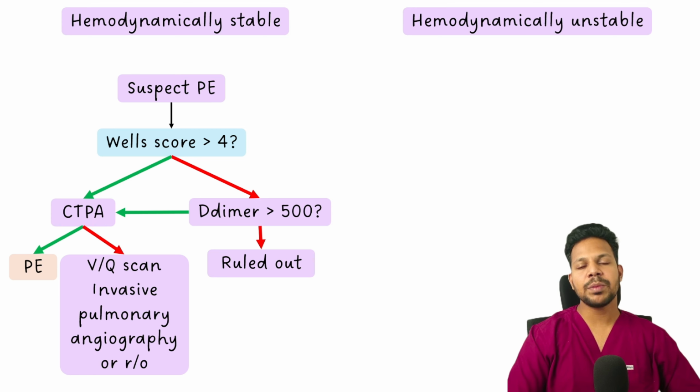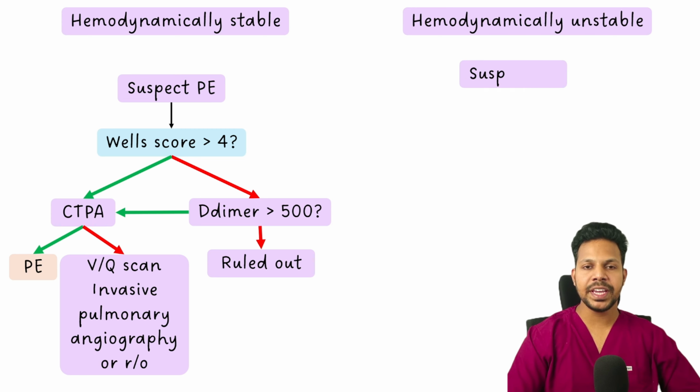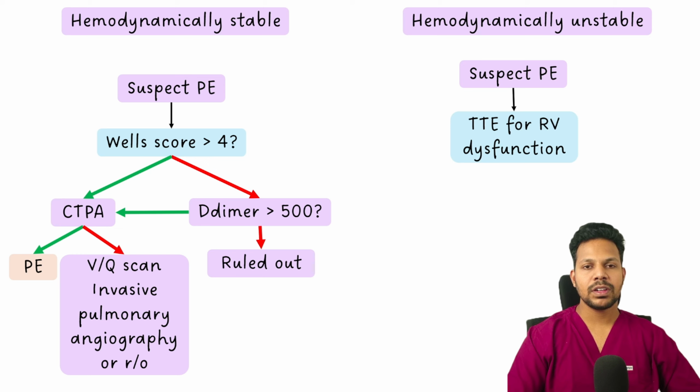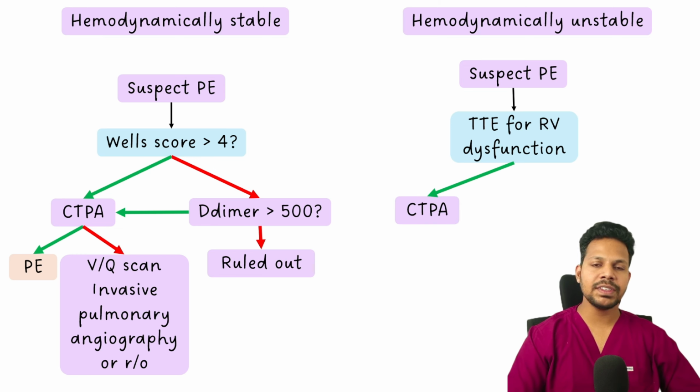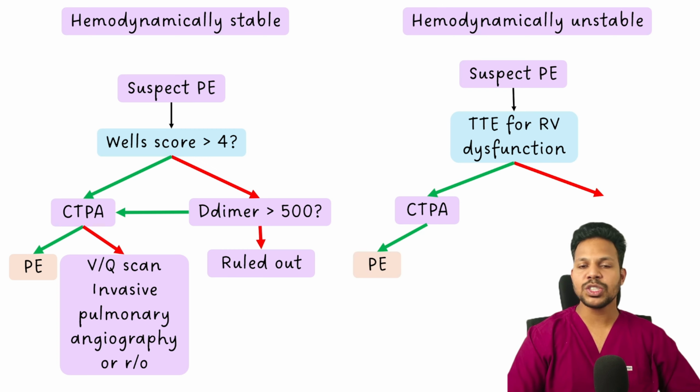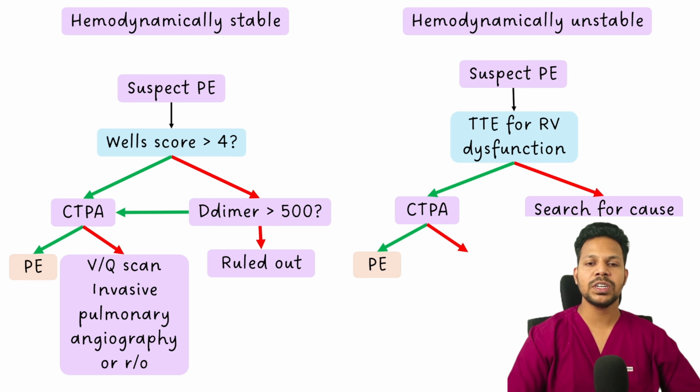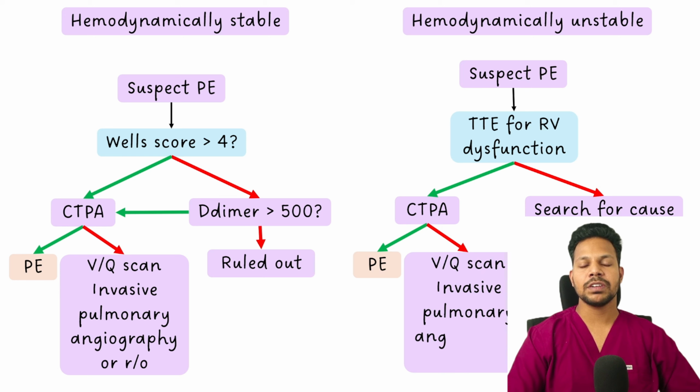If the patient is hemodynamically unstable and if you suspect PE, don't try to calculate Wells score. It takes a lot of time. Directly do a transthoracic echocardiography. Look for right ventricular dysfunction. If there is RV dysfunction, then go ahead with CTPA and identify pulmonary embolism. If TTE is not showing any RV dysfunction, then search for any other cause. After you did CTPA, if the pulmonary embolism is not there, but still if you are suspecting, then you can go ahead towards VQ scan, invasive pulmonary angiography, or rule out if you don't have any suspicion.